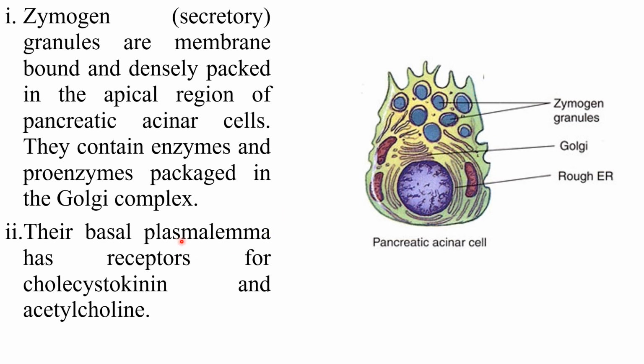Their basal plasma lemma has receptors for cholecystokinin and acetylcholine, both of which are hormones.